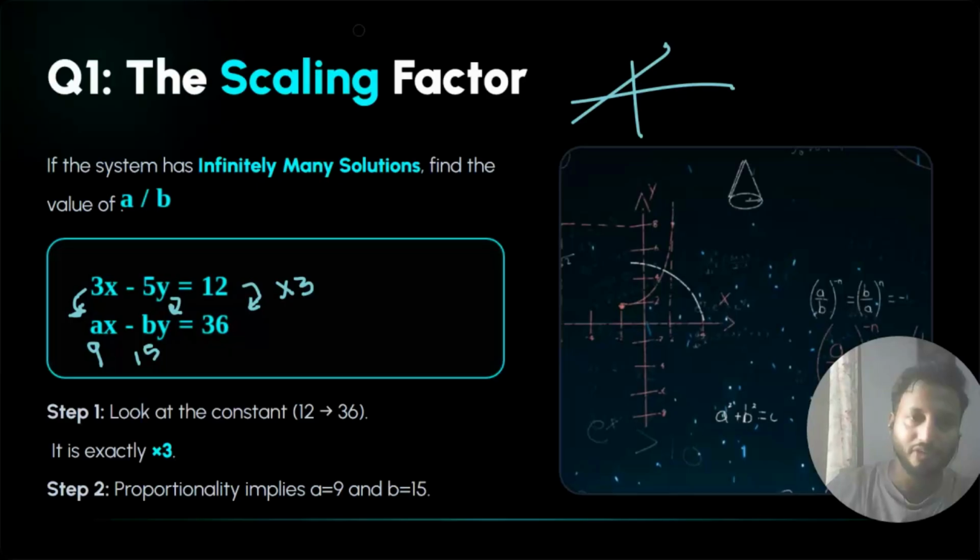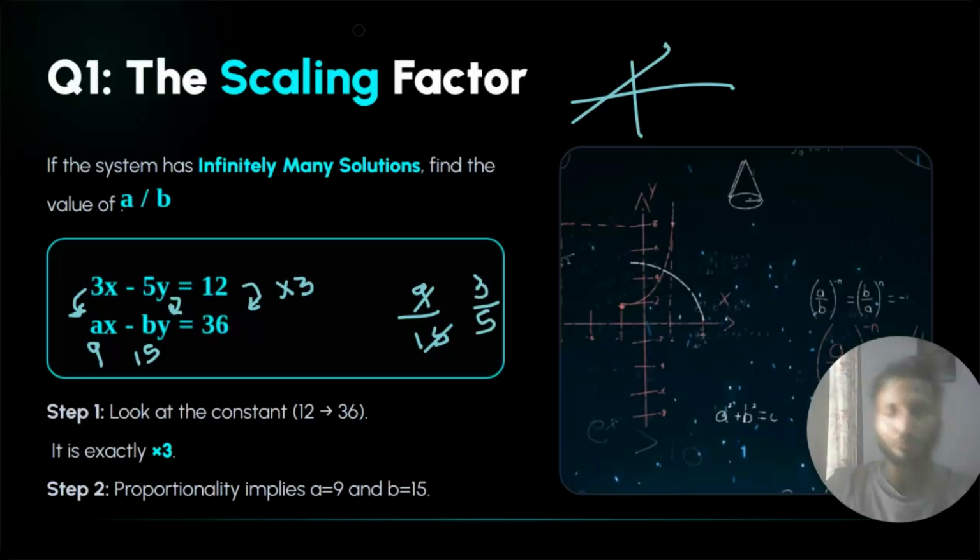Once we have the values of a and b, we can simply calculate the value of a divided by b. So 9 by 15 is simple. We can simplify that and get 3 by 5. So the answer to the question is 3 by 5. Got it? So this was the solution. This is a simple solution of this problem. Okay?